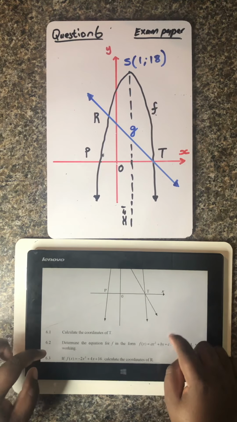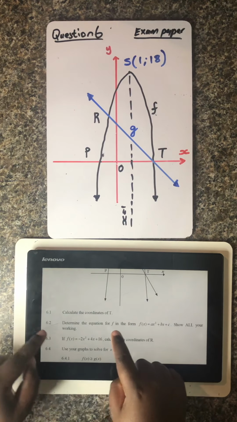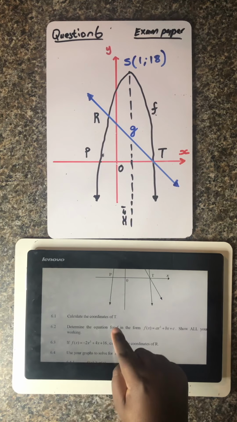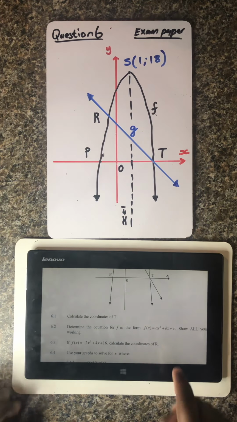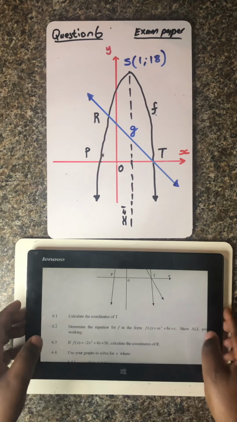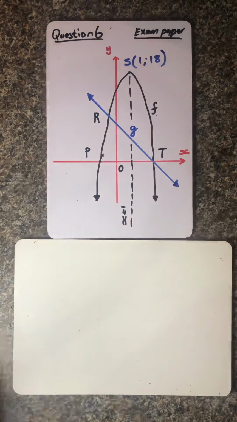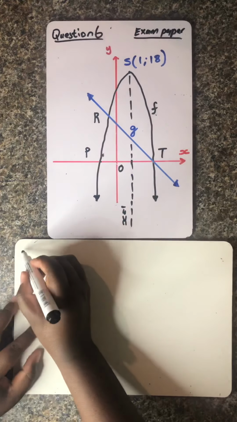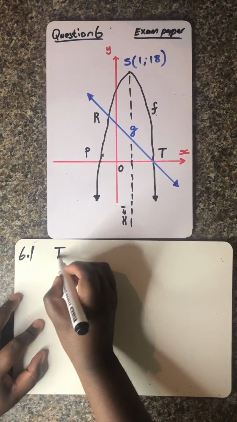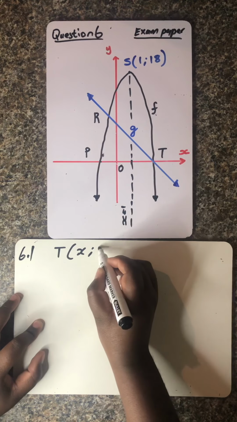Ladies and gentlemen, I think we can now start with our very first question. The first question says, calculate the coordinates of T. This question is allocated 2 marks. Guys, let's not waste too much of our time. This is question 6.1 and they want you to calculate the coordinates of T.